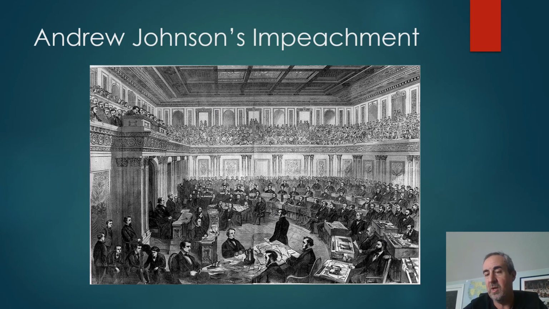Another way the Congress struck back in congressional Reconstruction was the impeachment of Andrew Johnson. And it's a failed impeachment. But what they do is they sort of set Johnson up. They passed two pieces of legislation, the Tenure of Office Act and the Command of the Army Act, that's really designed to limit the executive power.